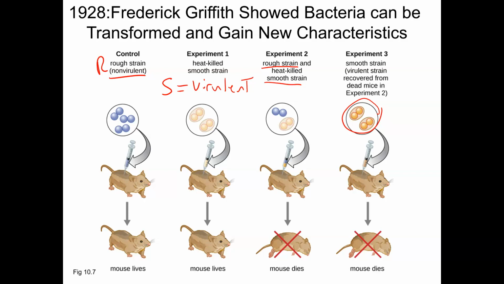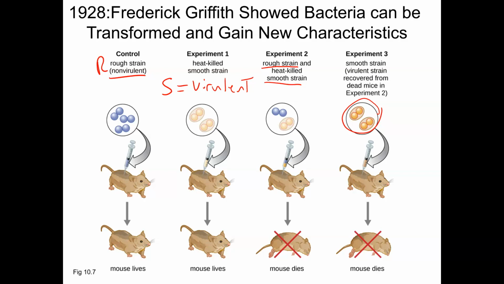From the mouse, out came nothing but smooth type. So rough went in, smooth came out. So he took these new smooth cells, injected them into another poor little mouse, and that poor little mouse died. So what he witnessed here was transformation. This is what happened.